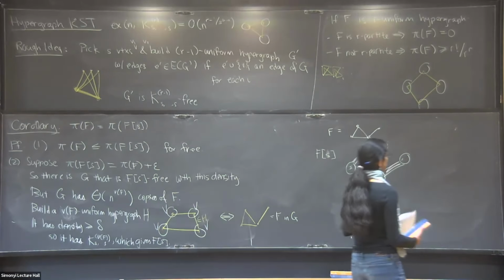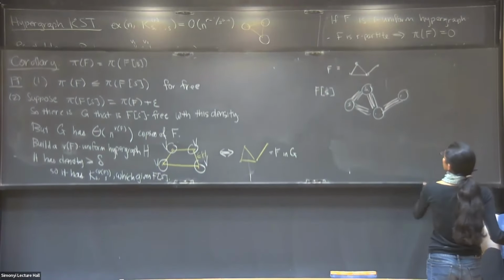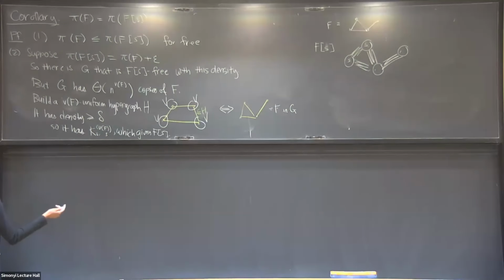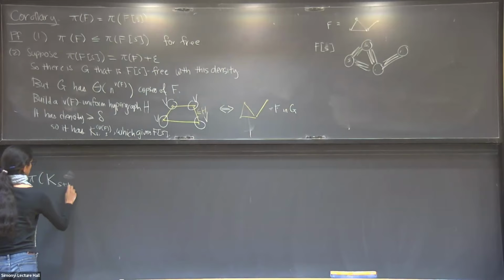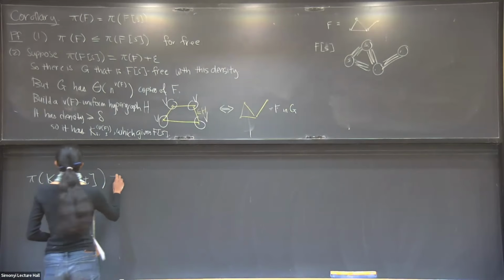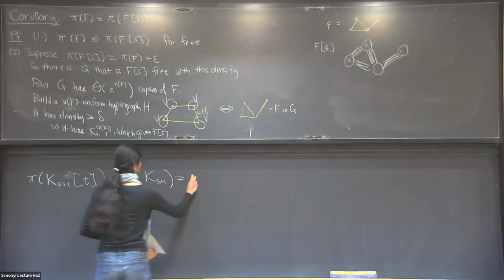This immediately gives that the Turán density of a blow-up of K_s. Sorry, I apparently just completely confused my S's and my T's in my notes, and I apologize. So the Turán density of a T blow-up of K_{s+1} is going to be equal to the Turán density of just K_{s+1}, which we know.